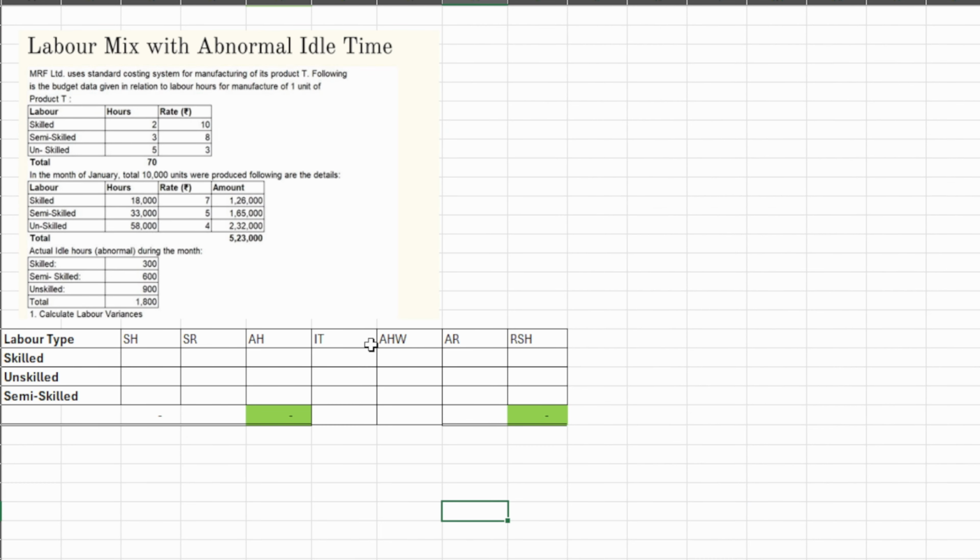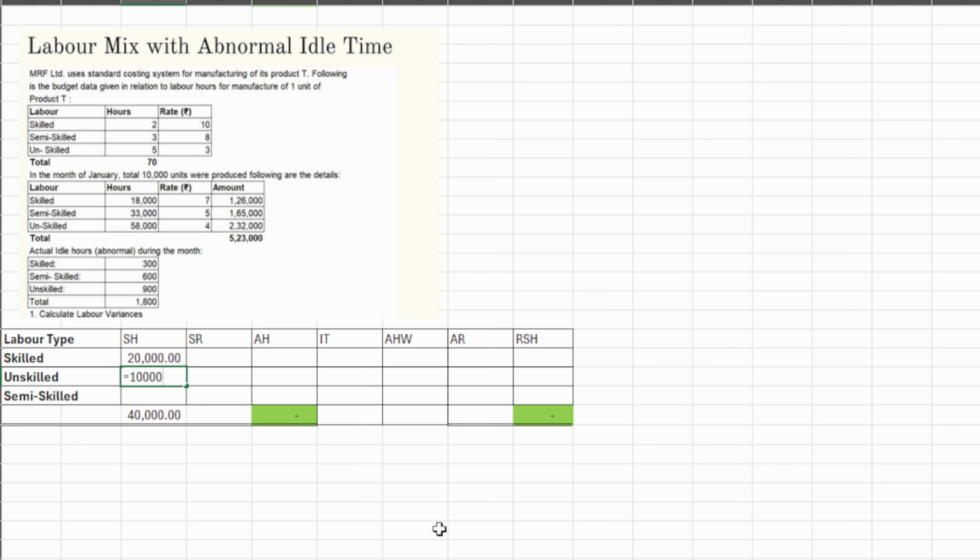I think you have gone through the problem. So I will start recording the data. Here also you have three types of labor which I have captured here. Then hours and rate is given. In the month of January, total 10,000 units were produced. Following are the details. So standard hour will be 10,000 multiplied by 2, 10,000 multiplied by 3, then 10,000 multiplied by 5.